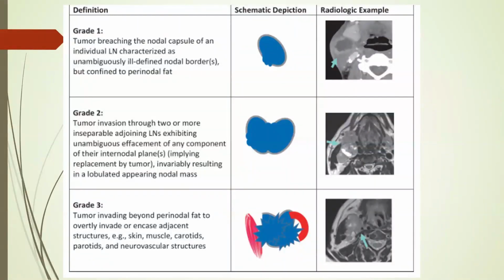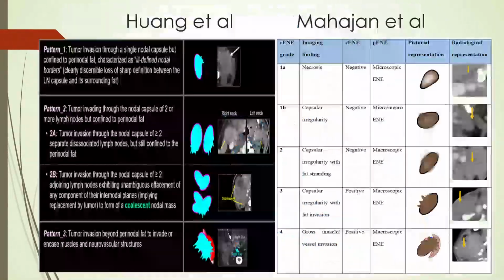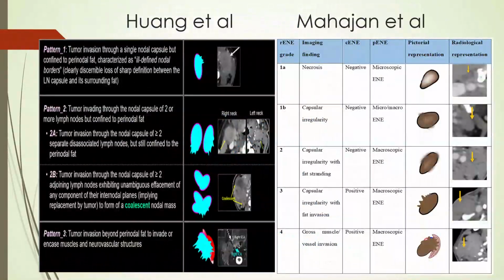So we can further divide it into 2A and 2B. 2A is when both the lymph nodes are together, while 2B is when they are separate. And grade 3 is when it involves the other structures around, which can be skin, muscle, carotid, and other locally advanced nodal disease. A few authors have tried to grade this further, like Huang et al.